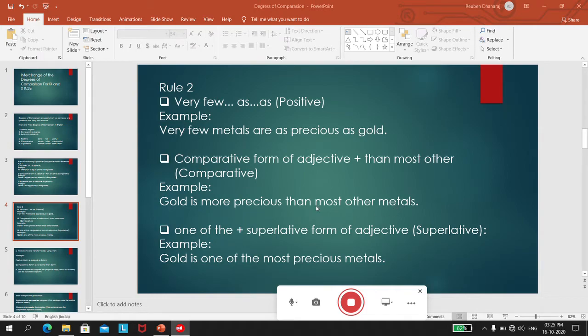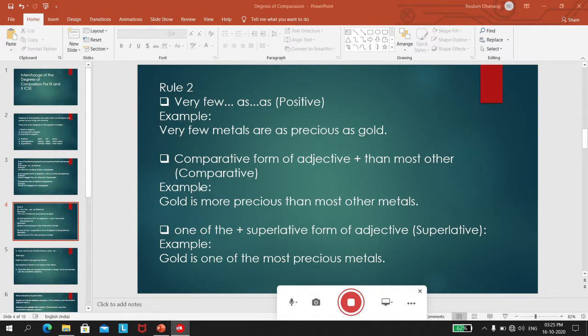That means gold is more precious than most other metals, but not the most precious. What you are trying to tell is that it is more precious than many others, though there are even other metals too that are as precious. That is what you're trying to tell.